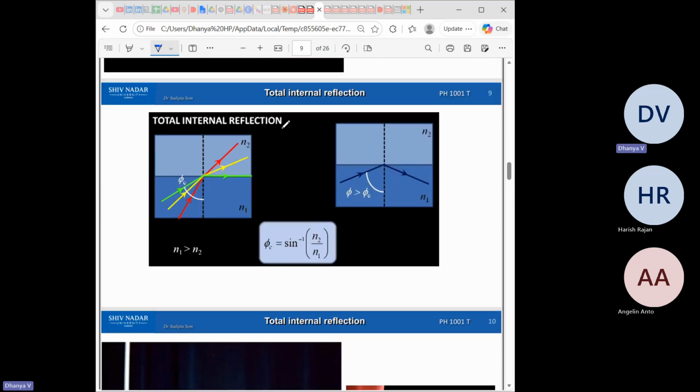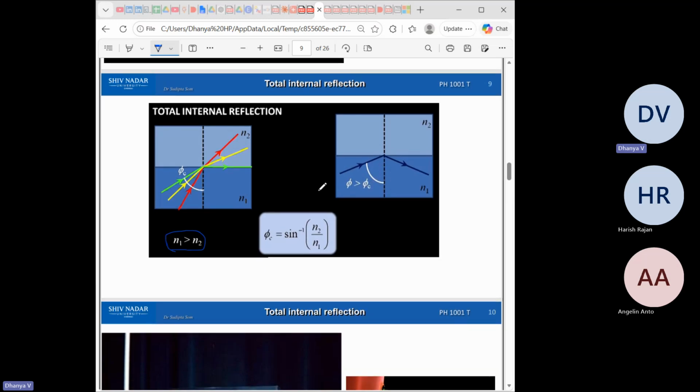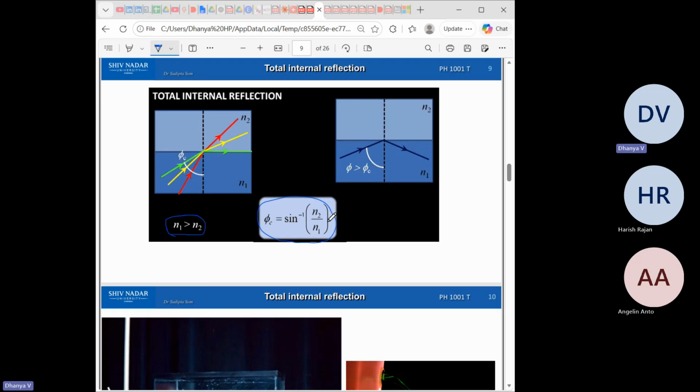I think total internal reflection is something that we know. Total internal reflection happens only when the refractive index n1 is greater than n2. Here n1 is the refractive index of the core and n2 is the refractive index of the cladding, so you shouldn't mix this up. Whenever phi is greater than phi c, your critical angle, total internal reflection takes place. Your phi c is sine inverse of n2 by n1.